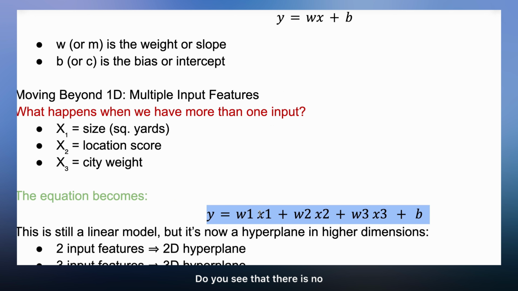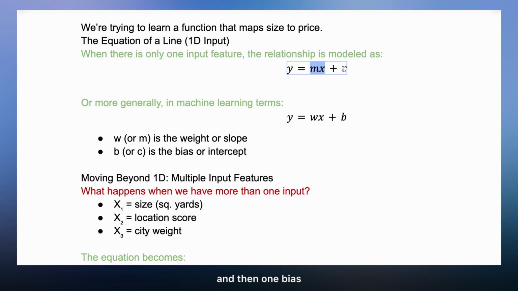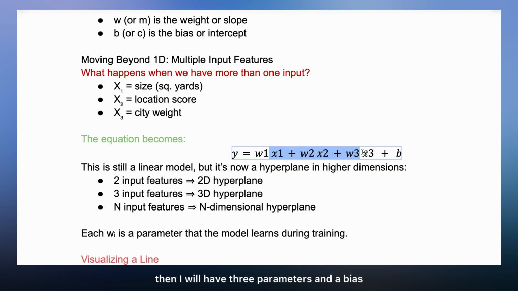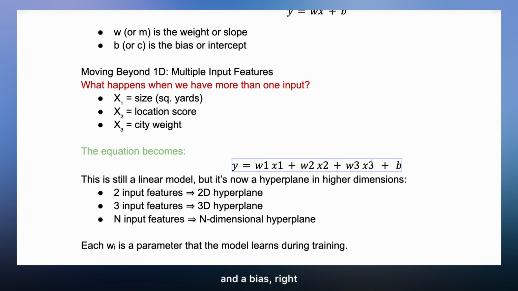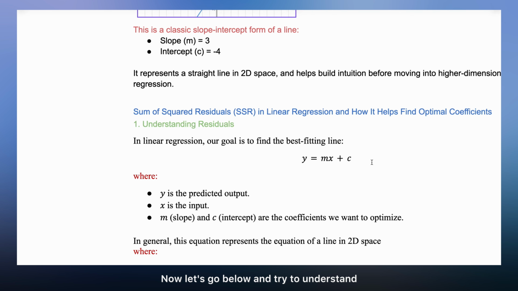Now the number of features directly corresponds to your number of parameters. Since there was only one feature, which is the size of the house, that's why we only had one parameter against it, which is m, and then one bias. If I had three features, then I will have three parameters and a bias. If I have 100 features, I will have 100 parameters and a bias. If I have n features, then I will have n parameters and a bias, right? So the number of input features also translates to the number of parameters in your model. The more parameters in any model, the more the size of the model grows, right? Now let's go below and try to understand.